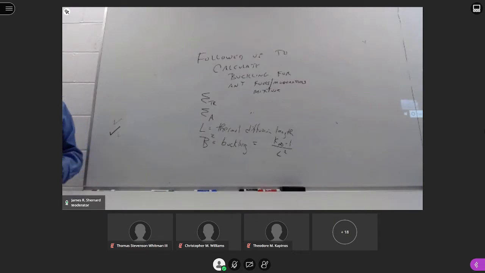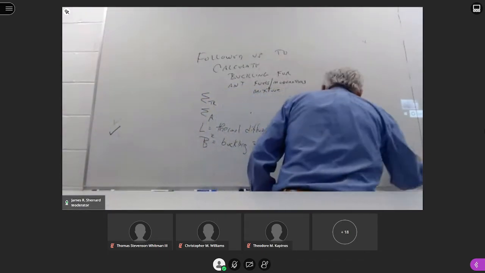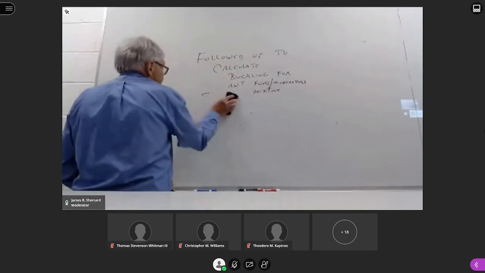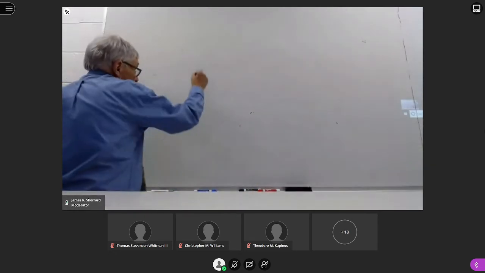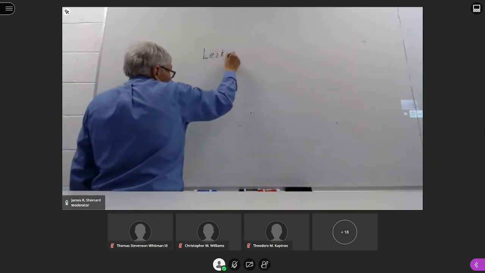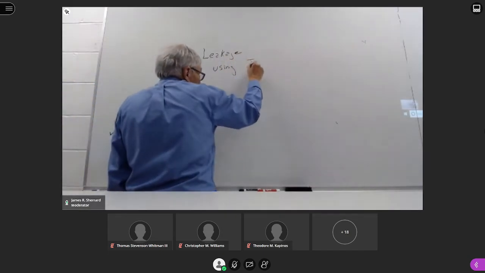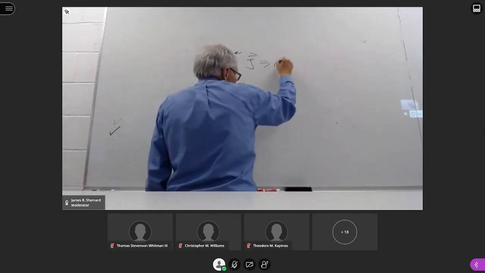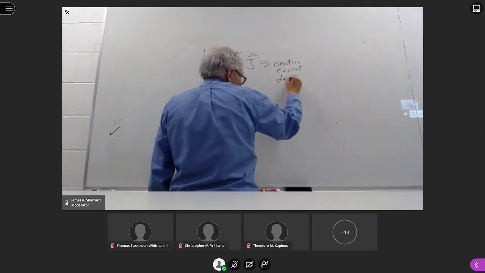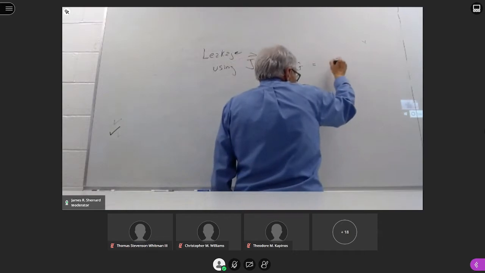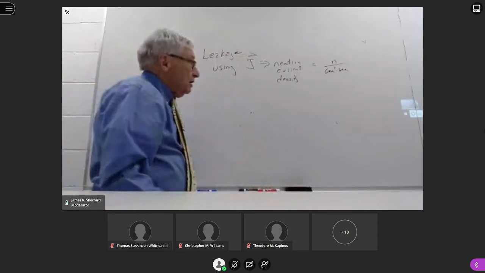So we've done that. Then, if there are no questions on that, we looked at leakage. We developed a term for that using J, which is the neutron current density. And the units for this, again, are neutrons per square centimeter per second. So the units are exactly like a flux.